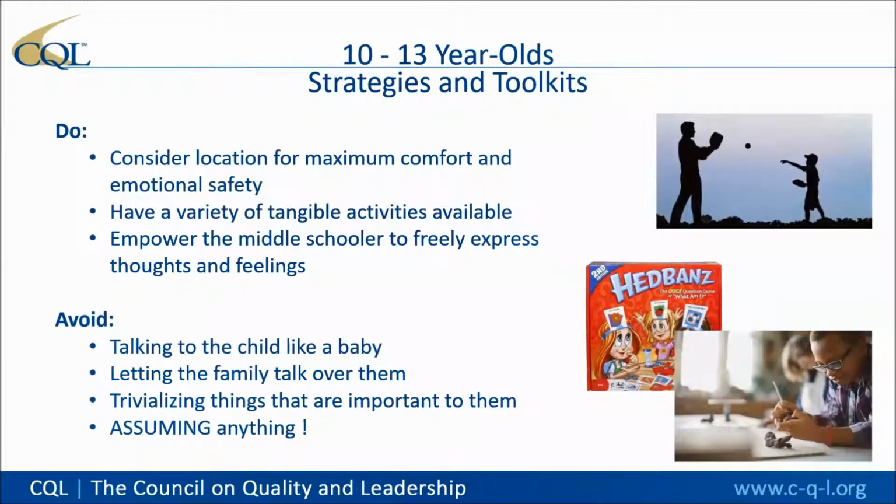Things you want to avoid in general. When talking to the person or the child in this realm, don't talk to them like a baby. Obviously, as they get more independent, they really need to be treated that way.